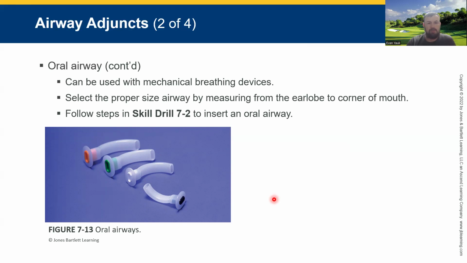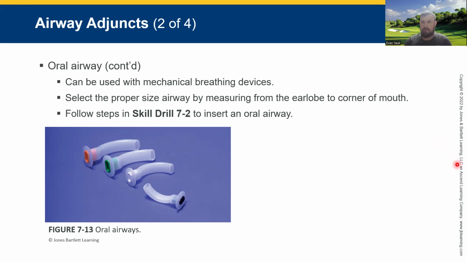It can be used with mechanical breathing devices. If we're going to be BVMing, bagging someone, we place one of these. We're going to head tilt, chin lift, or jaw thrust, and we can insert one of these that keeps that airway open for us. Select the proper size by measuring the earlobe to the corner of the mouth. Oral is mouth, so we go corner to earlobe. That right there is the OPA size for me. I would take this measurement and hold it up against my oral airways until I found one that fit. That would be my size.